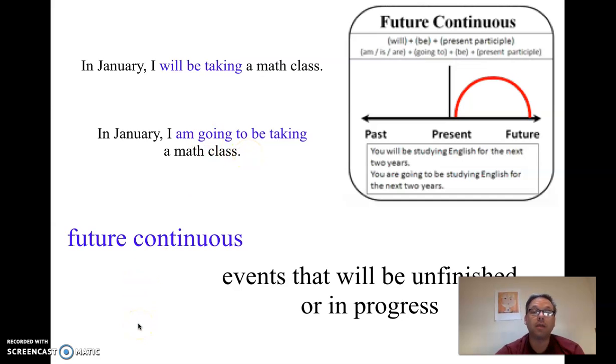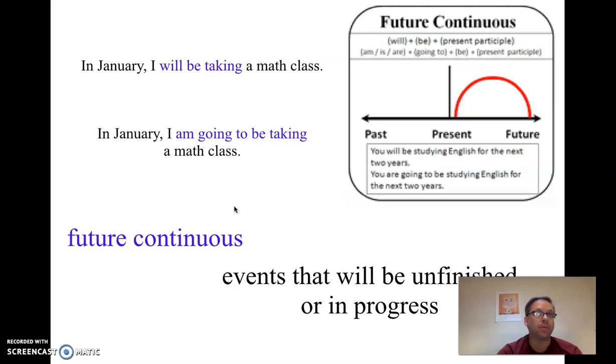Now, if you notice one thing, the simple future and the future continuous, while they do have a slight difference in meaning, may often tell us the same information, right? So these two sentences are the same, and they're also very similar to the simple perfect that we looked at just a minute ago. The difference is in what it stresses. This one stresses that the math class is ongoing, right? Unfinished in January, it's in progress. The simple perfect stresses when you are starting, when you are beginning the math class, right?